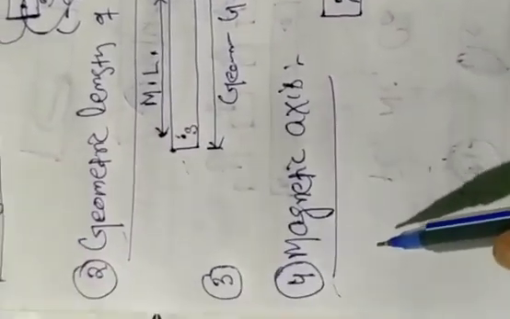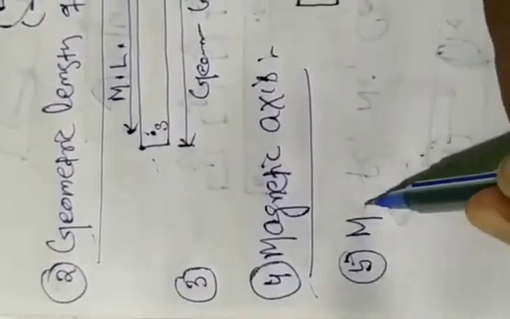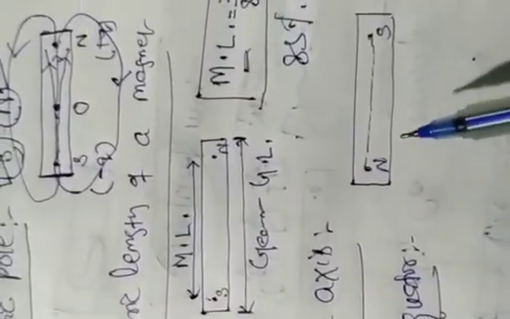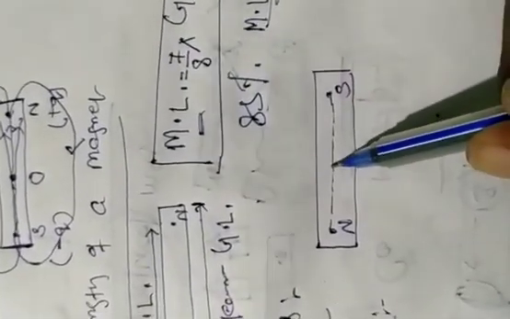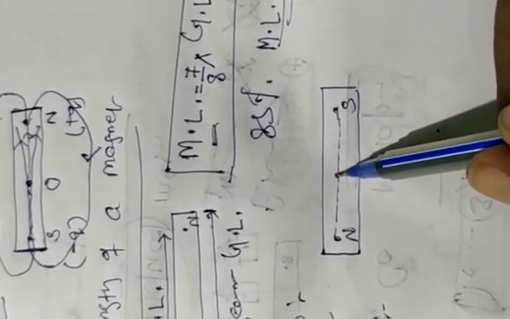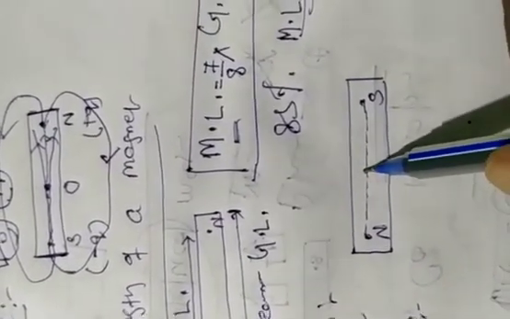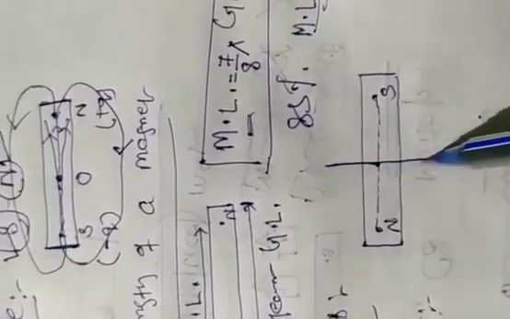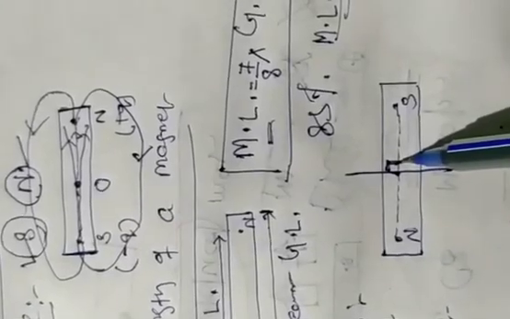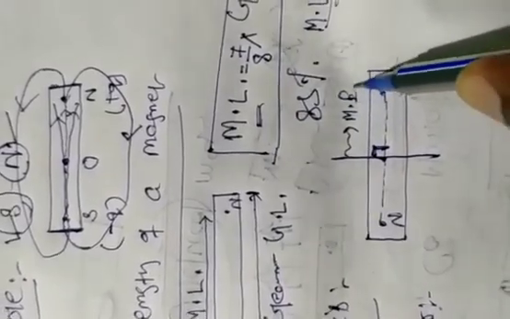And another property, that is magnetic equator. What is the magnetic equator? The line passing through the center of the magnet and at right angle to the magnetic axis. The line which passes through the bar magnet center and is always perpendicular to the magnetic axis is known as magnetic equator. This line is called the magnetic equator.